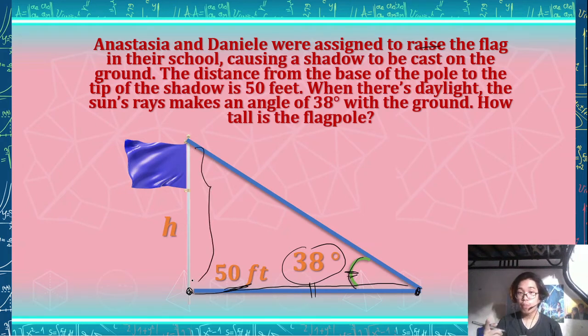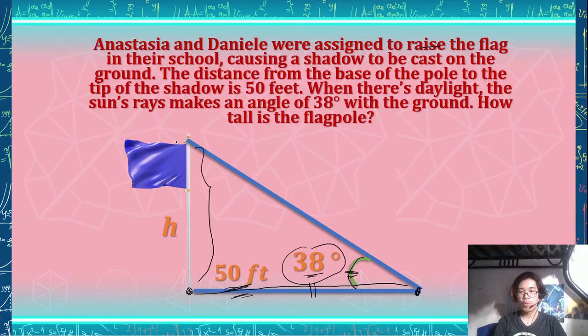How tall is the flagpole if we're only given these indirect measurements? We call this type of measuring an indirect measurement. We're going to measure the side measurements of real life objects just by using the indirect measurements that we have here. What are they? We have the angle measurement, which is 38 degrees, and we have the shadow measurement, which is 50 feet. We don't necessarily use a big ruler or a big meter tape to find the height of this flagpole.